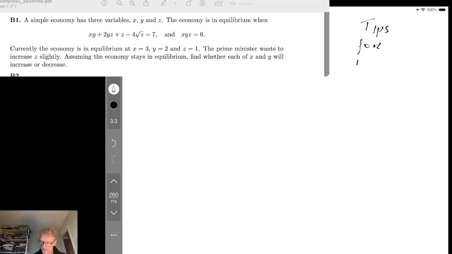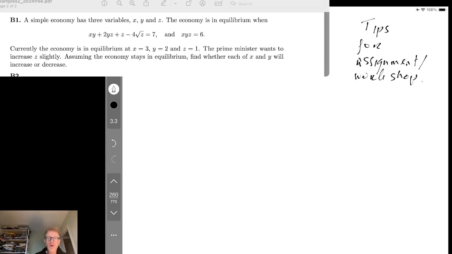Tips for assignment 2, or rather workshop 2. So we look at B1, it's right there. A simple economy. The economy is in equilibrium when two functions are obeyed.